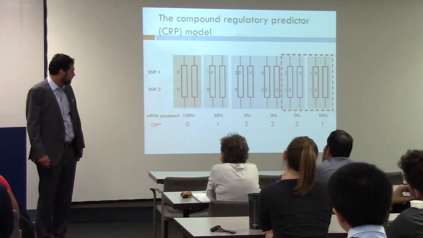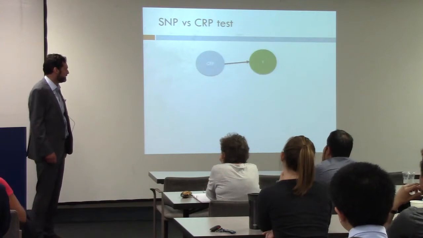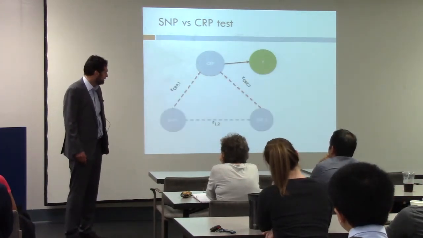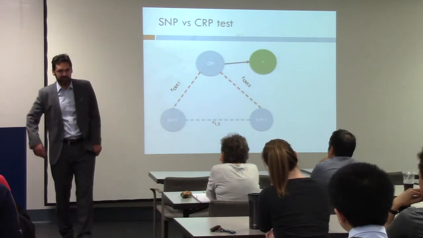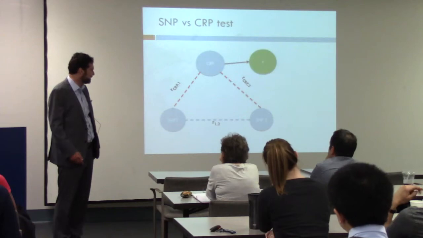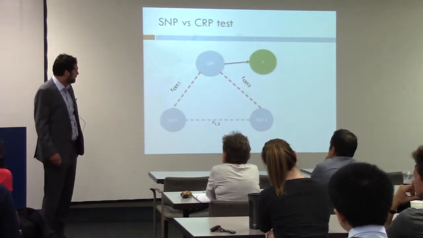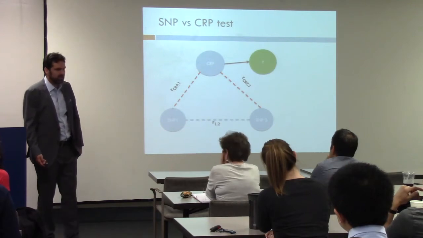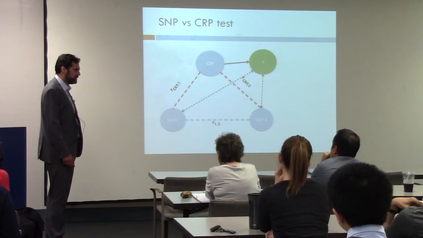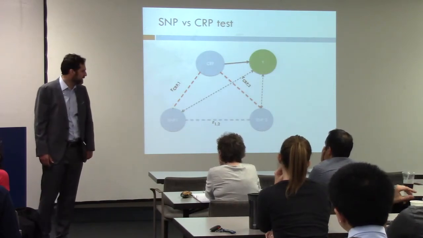So we're going to delve into this a little bit and look at this through a graphical model. What we have is this CRP affecting the expression level. This CRP, however, is composed of 2 SNPs, and these SNPs are going to be correlated with that CRP. They're also going to be correlated with each other potentially through linkage disequilibrium. So when you do a normal eQTL study, what you're trying to do is find an association between the SNPs and the phenotype, which is the expression level.